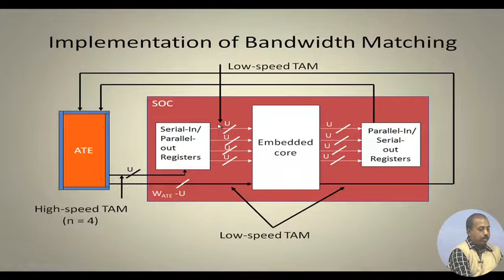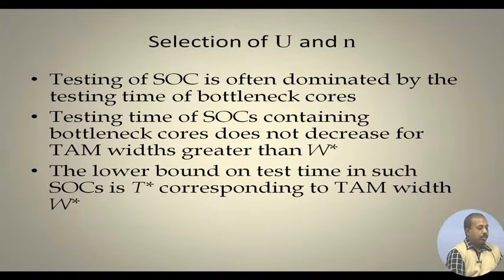So, we have got low speed ATE lines and low speed TAM lines here, and we have got a high speed TAM line here, okay. Which is implementing the bandwidth matching. So, the scheduling policy can benefit from this. How can we select this u and n, like how many high speed lines and what is the frequency factor? Testing an SOC is often dominated by the testing time of bottleneck cores.